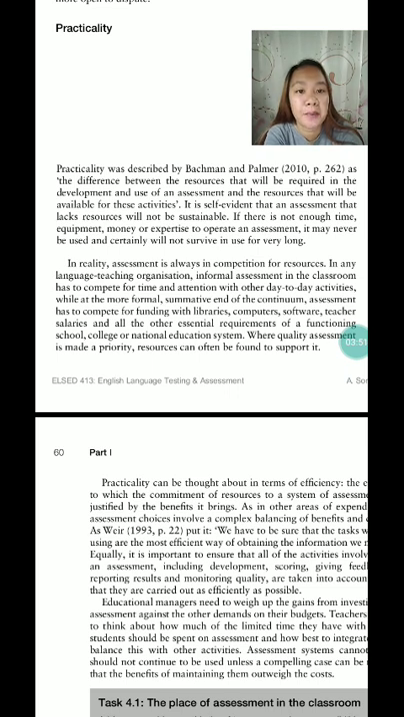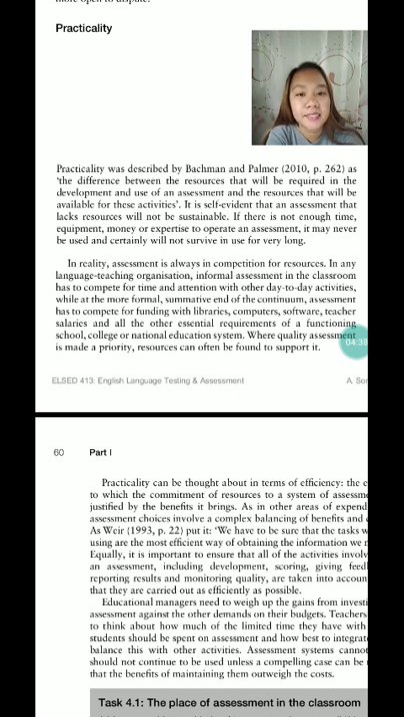Practicality was described by Bachman and Palmer as the difference between the resources that will be required in the development and use of an assessment and the resources that will be available for these activities. It is self-evident that an assessment that lacks resources will not be sustainable. If there is not enough time, equipment, money, or expertise to operate an assessment, it may never be used and certainly will not survive in use for very long.